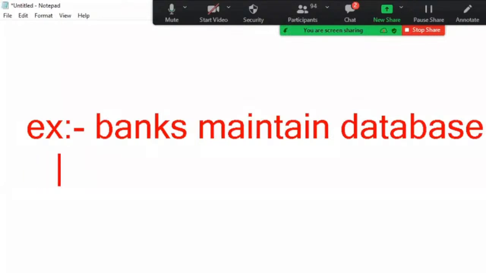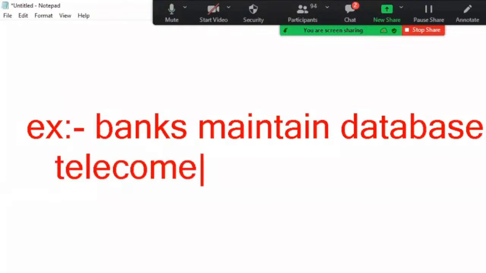Suppose telecom companies, yes, so many examples are there, I'm telling just roughly for easy understanding. Telecom companies maintain databases. Suppose you make a call to your friend or anything. Where will those call details be stored? In databases.